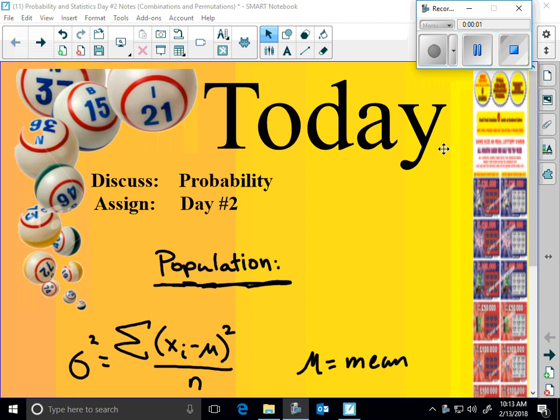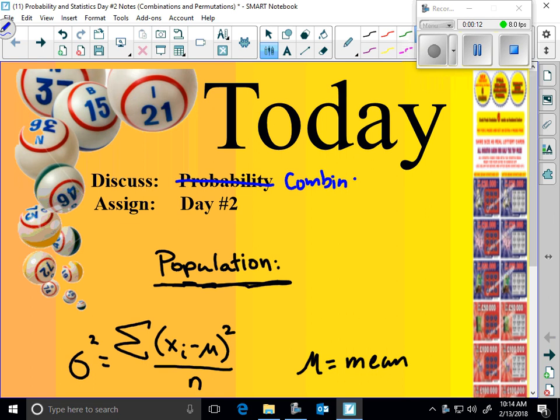Okay, this is day number 2 for the prob and stats and distribution unit. We're not going to talk probability today. That's a misprint. We're going to talk combinations, permutations. So let's jump right in.